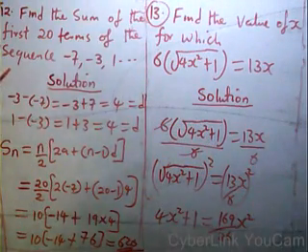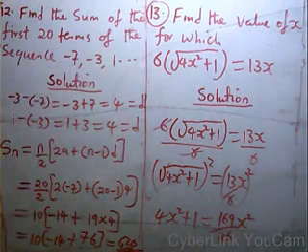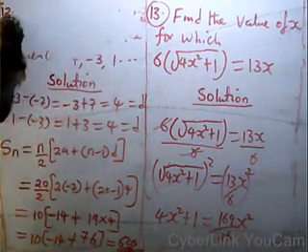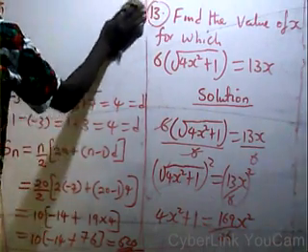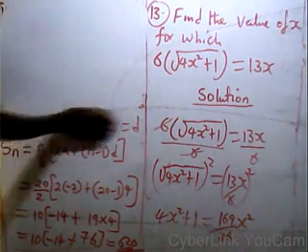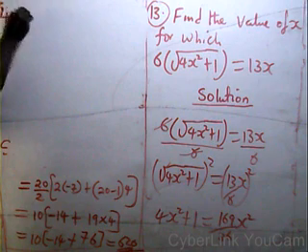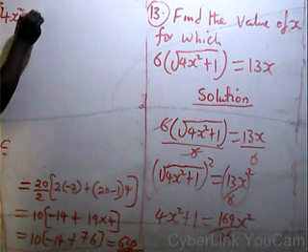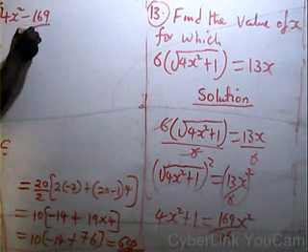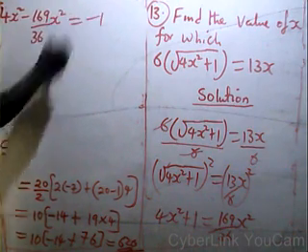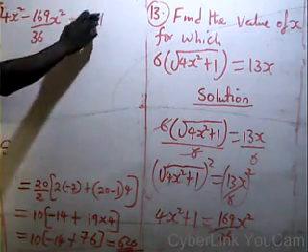You can now collect the like terms, meaning that you transfer the terms that have x to your left hand side and the one without x to the right hand side. If you do that, we are going to have 4x squared minus 169 over 36 x squared is equal to minus 1. That's what we are going to have.